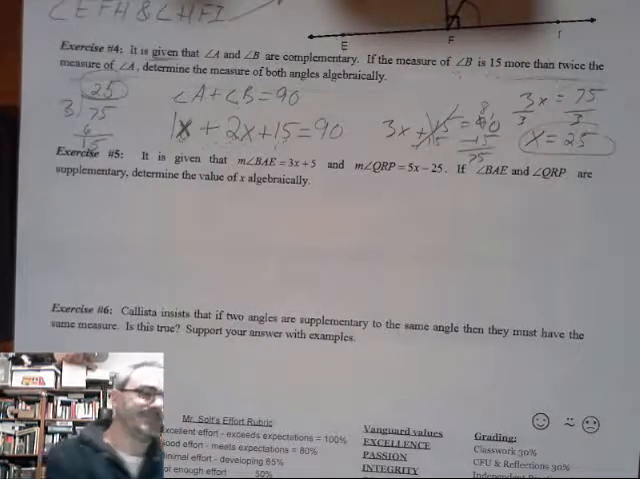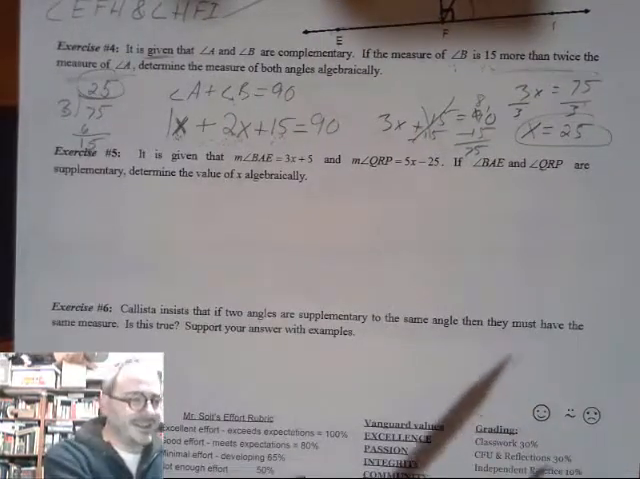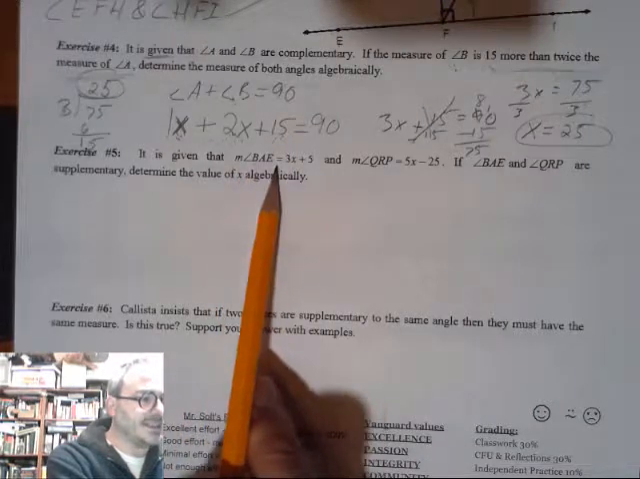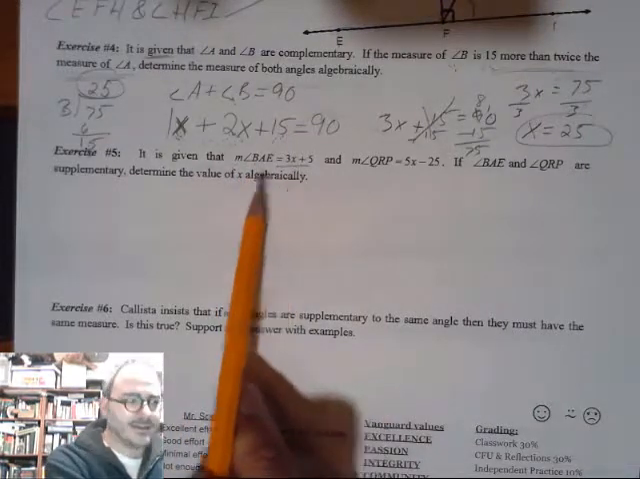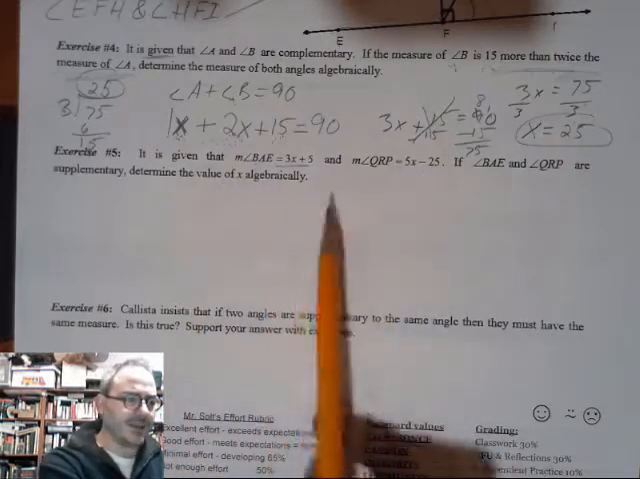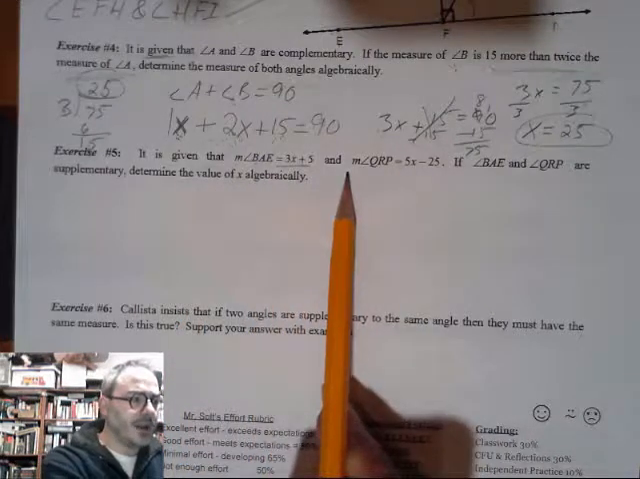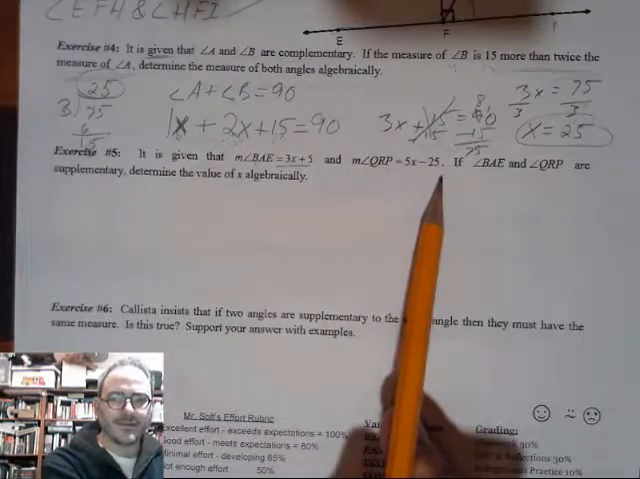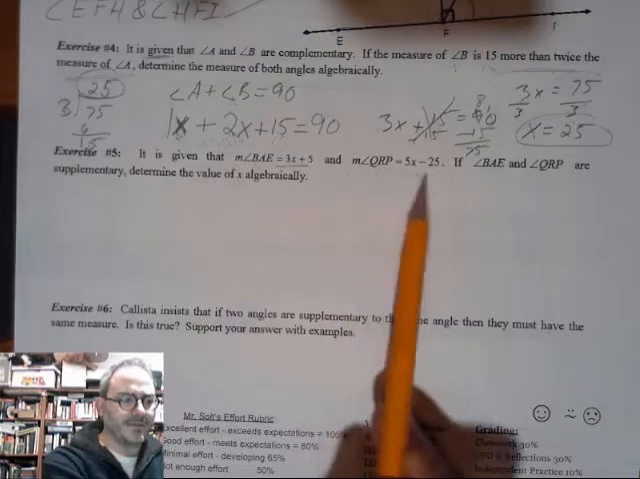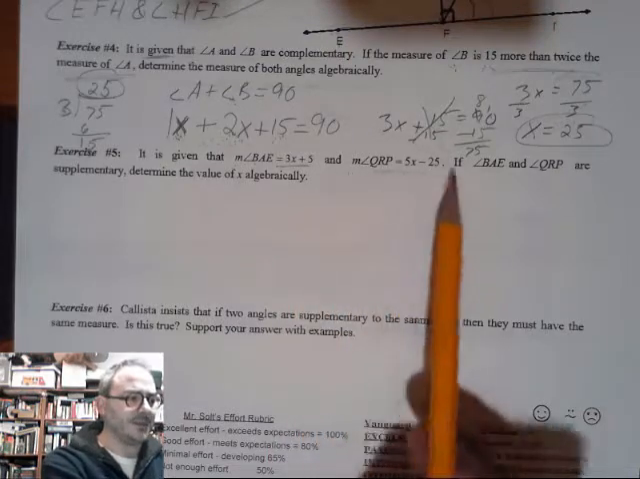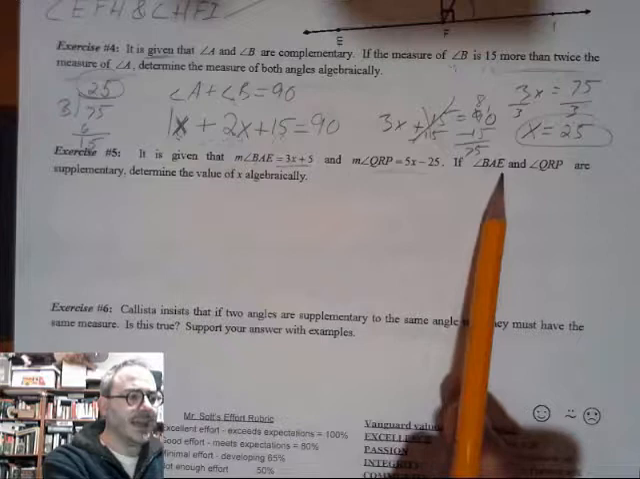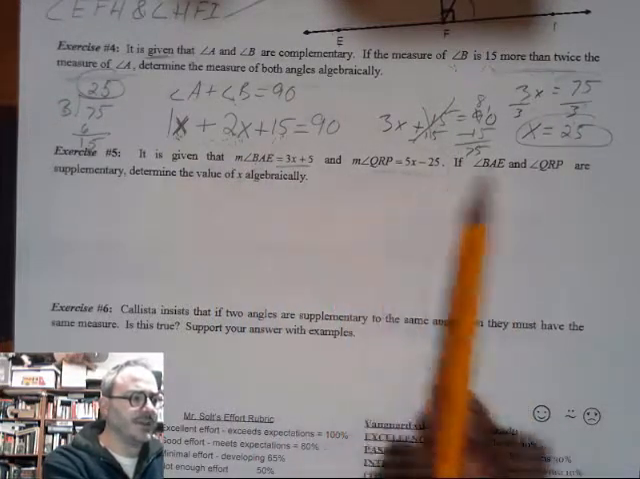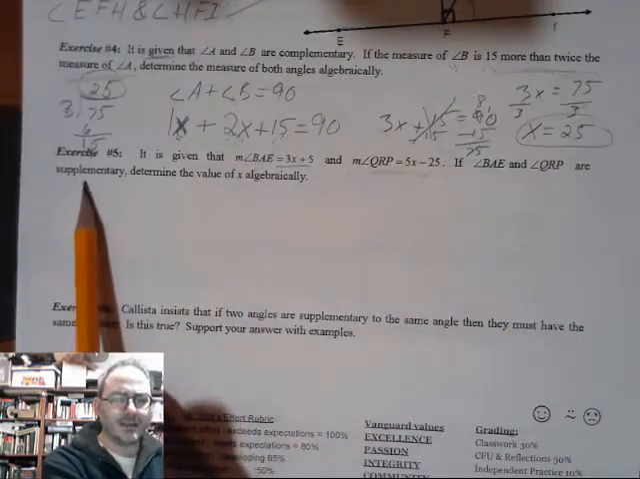All right, exercise 5. It is given that the measure of angle BAE is 3x plus 5. Okay, so the measure of this angle BAE is 3x plus 5, and the measure of QRP is equal to 5x minus 25. I can't envision what this means for me right now, but let me keep going on. If angle BAE, this one right here, and angle QRP, this one over here, are supplementary. What does supplementary mean?